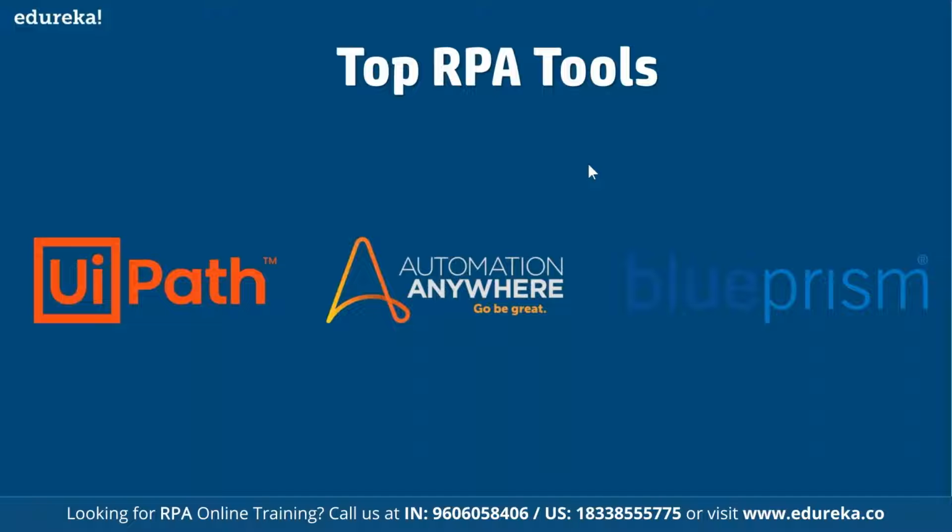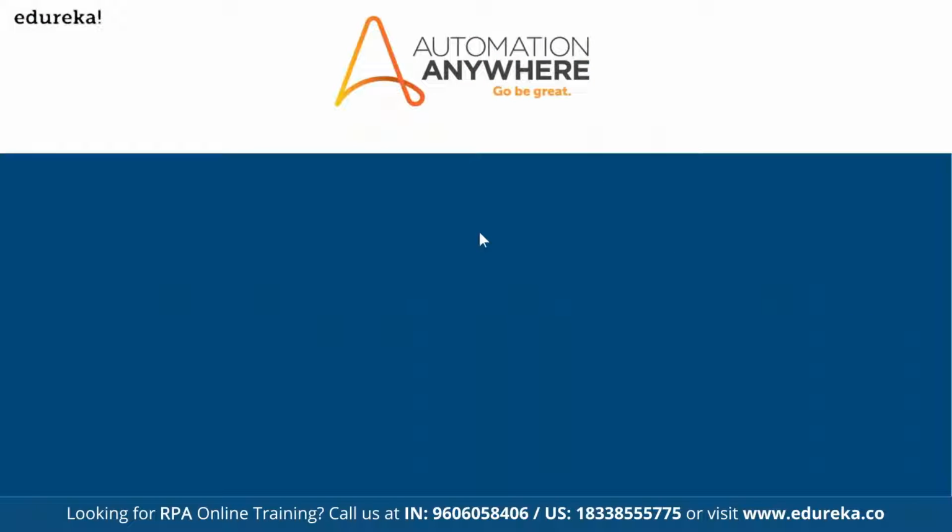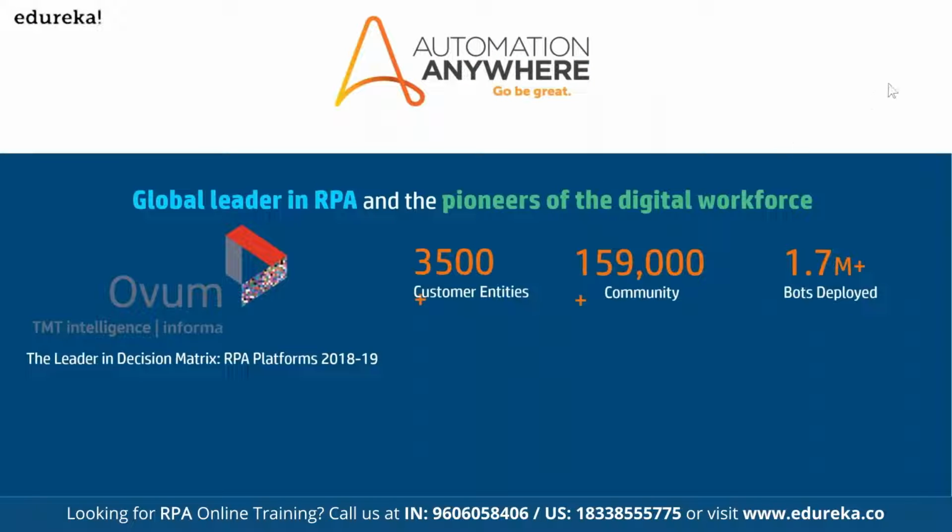Now we are going to learn about the top RPA tools that exist in the market. You may find these 3 tools as the most prominent: one is UiPath, one is Automation Anywhere, and the third is Blue Prism. Automation Anywhere is a global leader. Automation Anywhere and UiPath happen to be the biggest players in the RPA market.